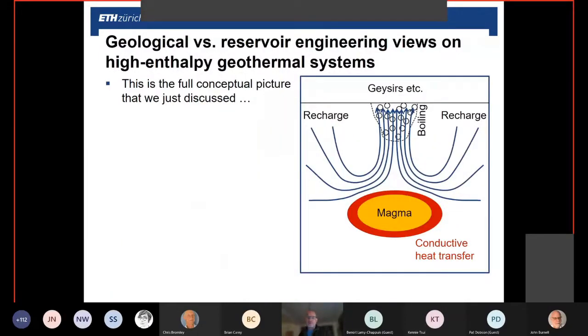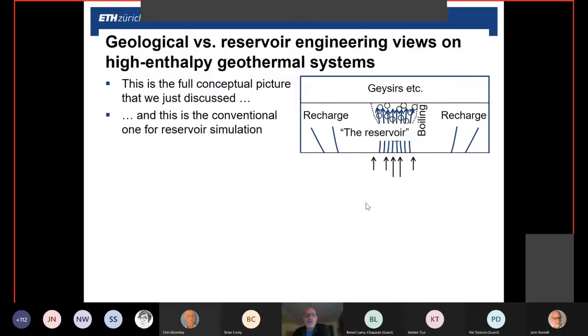So then this is the view we had: a magmatic heat source, circulating water. Conventionally, if you want to study this with numerical simulation, you need to be able to include all this here. The conventional reservoir engineering modeling is something like this. You exclude this part, you manipulate the boundary conditions until you match what you observe during production. That's super useful for conventional reservoir engineering and operation scenarios.